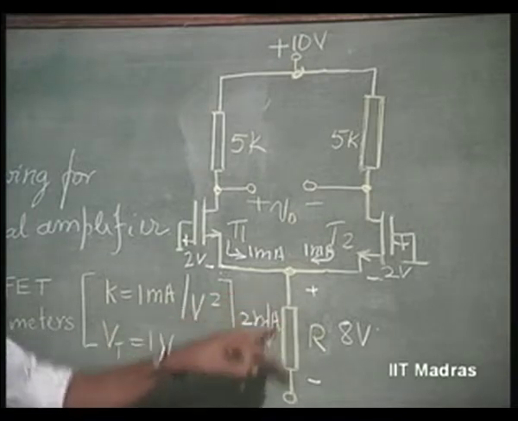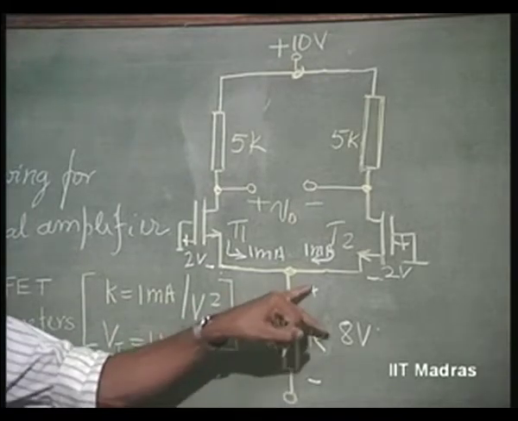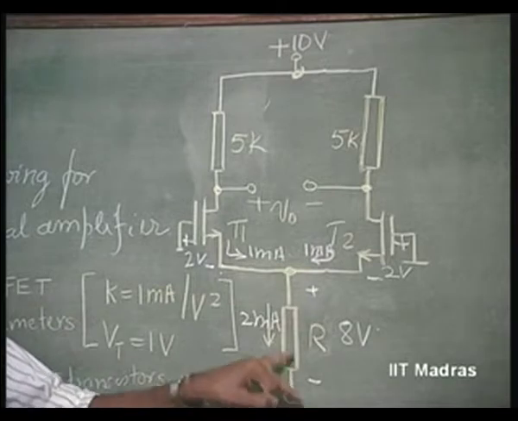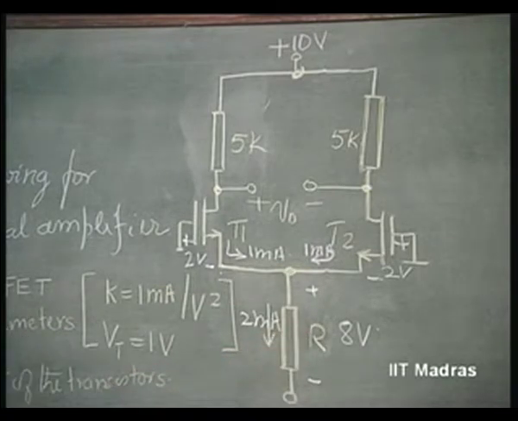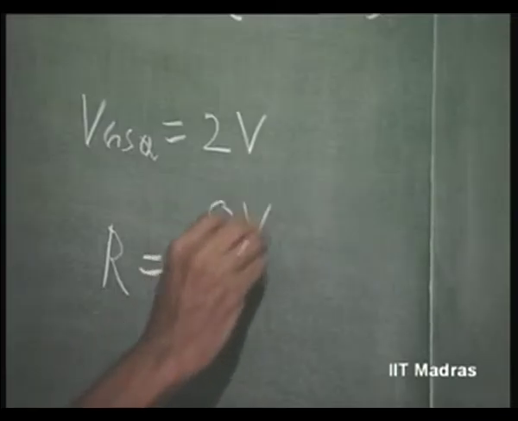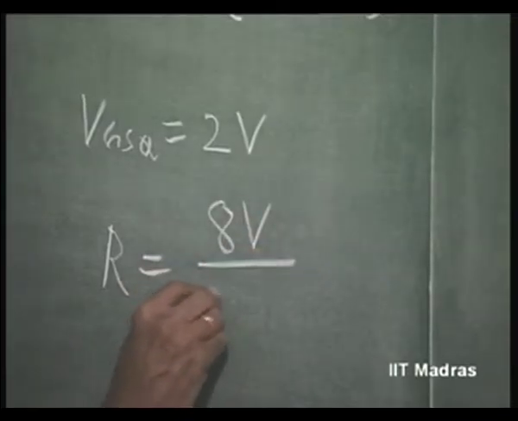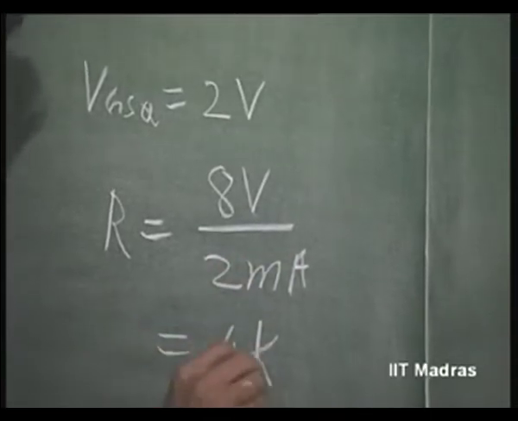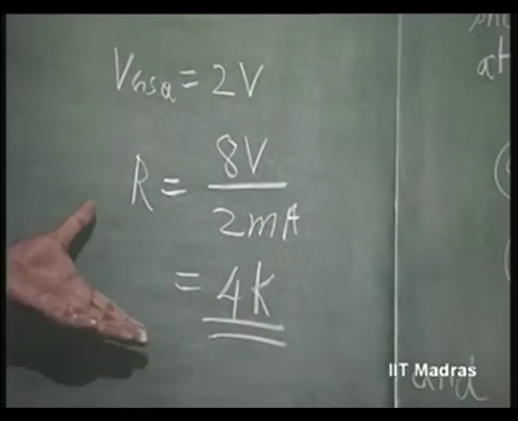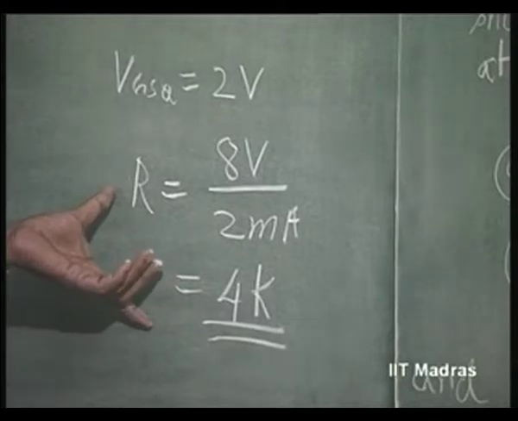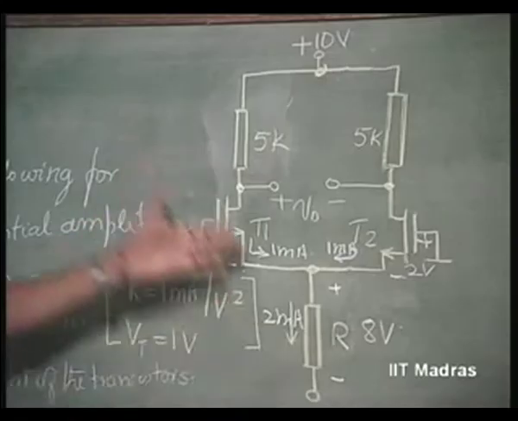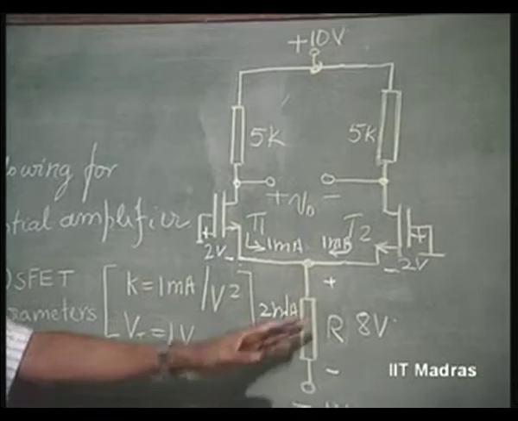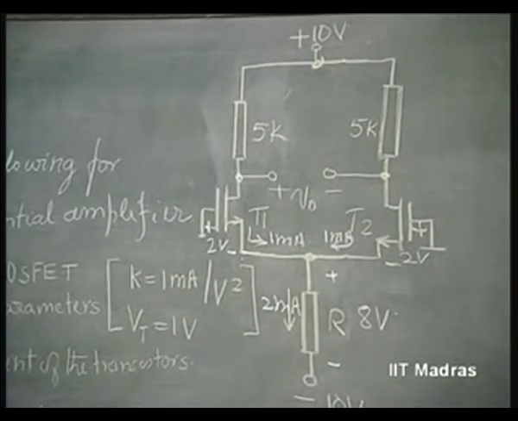We want to have 2 milliamperes through that, and 8 volts is the drop across it, and therefore R is equal to 8 volts divided by 2 milliamperes, which is equal to 4 kilo ohms. So, we get the value of R required to bias this at 2 milliamperes as 4 kilo ohms.